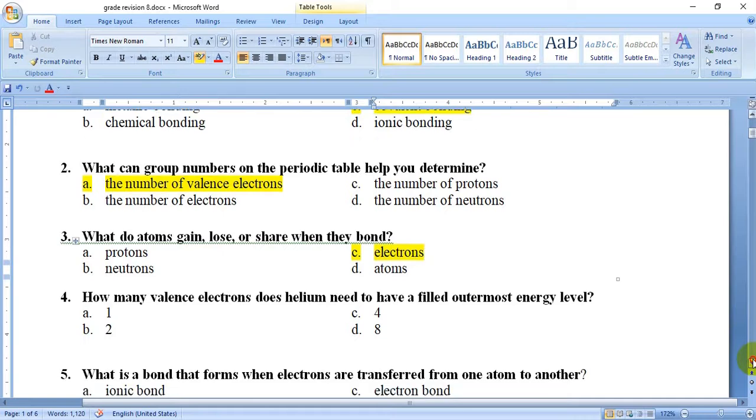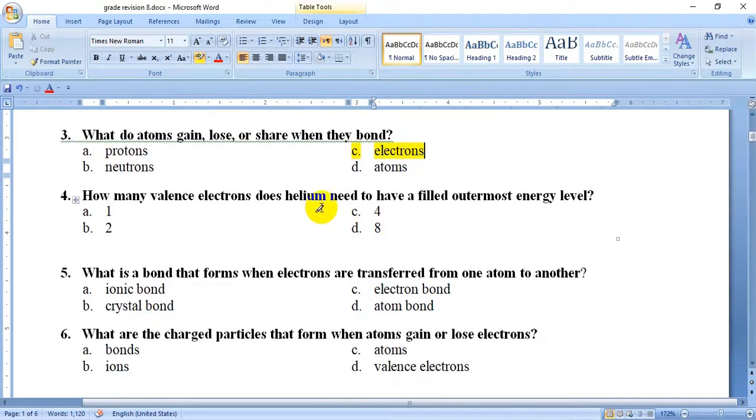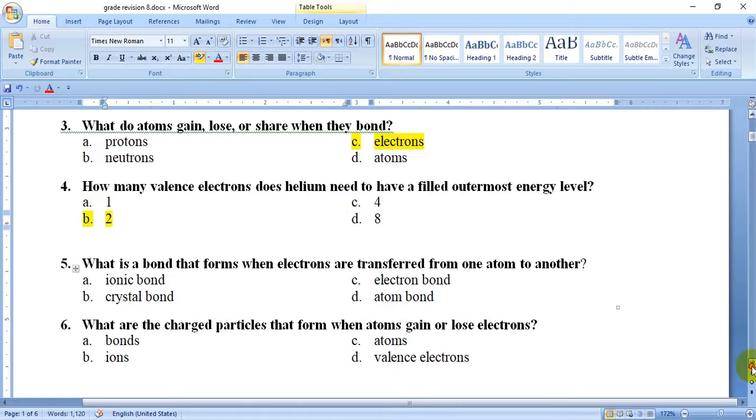Question 4. How many valency electrons does helium need to have a filled outermost energy level? If you remember, we said that helium has 2 electrons. It has only 1 shell, so it needs only 2 electrons, not 8 like the other elements.